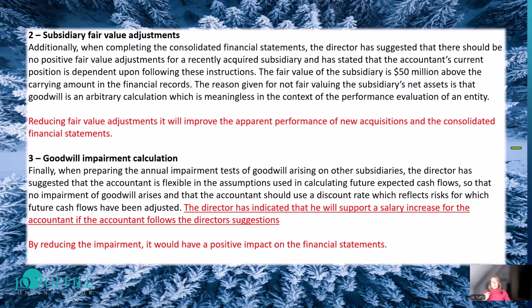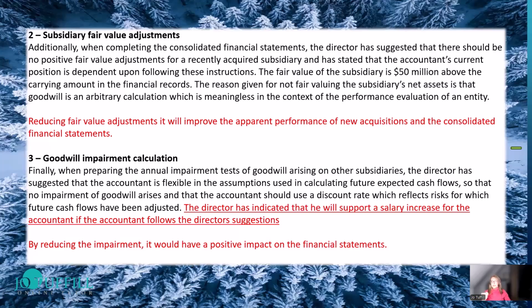With goodwill impairment calculation, they're trying to not impair their goodwill. You have to test goodwill annually for impairments, and they're using the wrong basis for testing for impairment of goodwill. And horror of horrors, the director has indicated that he will support a salary increase for the accountant if the accountant follows the director's suggestions.